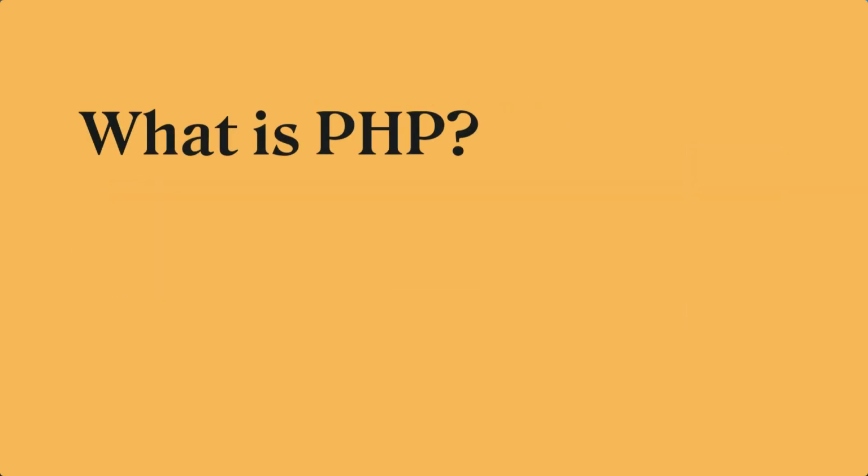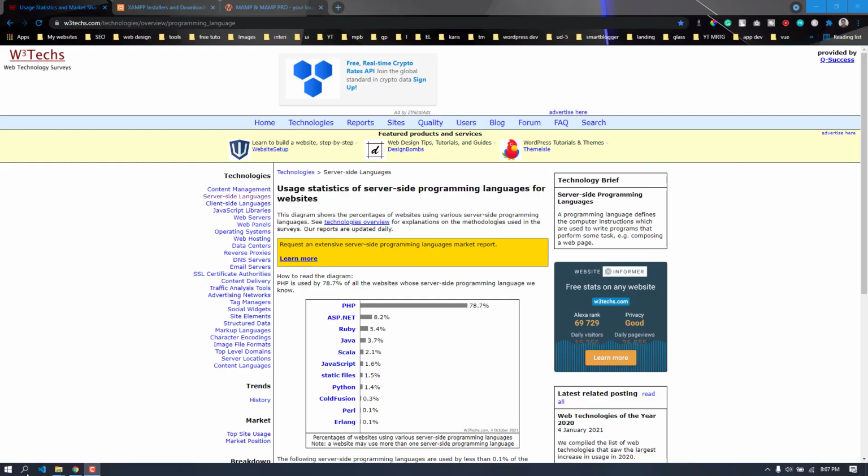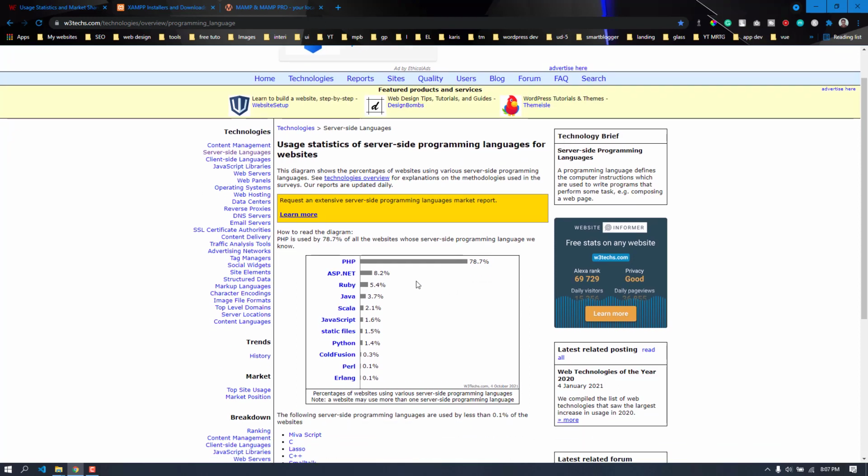Okay, so what is PHP? It is an acronym for PHP Hypertext Preprocessor. It is an open source language, which means it's totally free. This is the most popular server-side scripting language. If you see this statistics box out here, it shows that PHP is used by 78.7% of all the websites. So this is very popular.